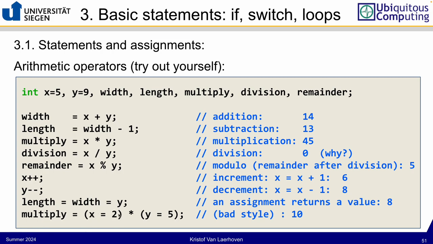What you can also do is assign variables a value, like here x becomes the value 2, or y is getting the value 5, and at the same time you multiply those, and that value is then given to multiply. Again, very dirty programming, but it is possible. Again, because assigning the value 2 to x is then returning 2, and assigning the value 5 to y is returning the 5. So you can do this.